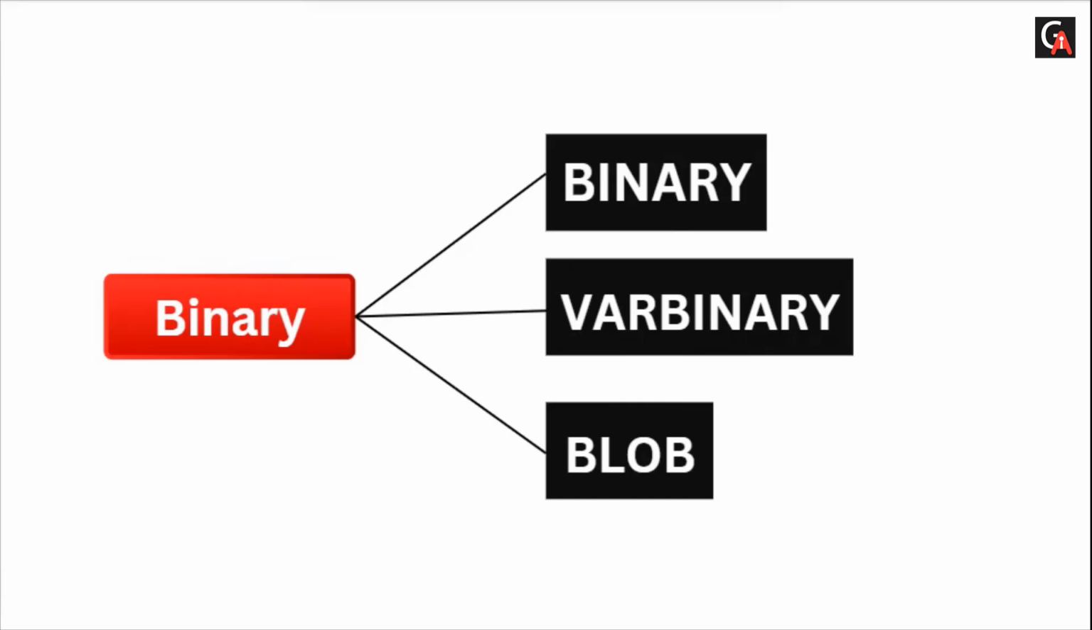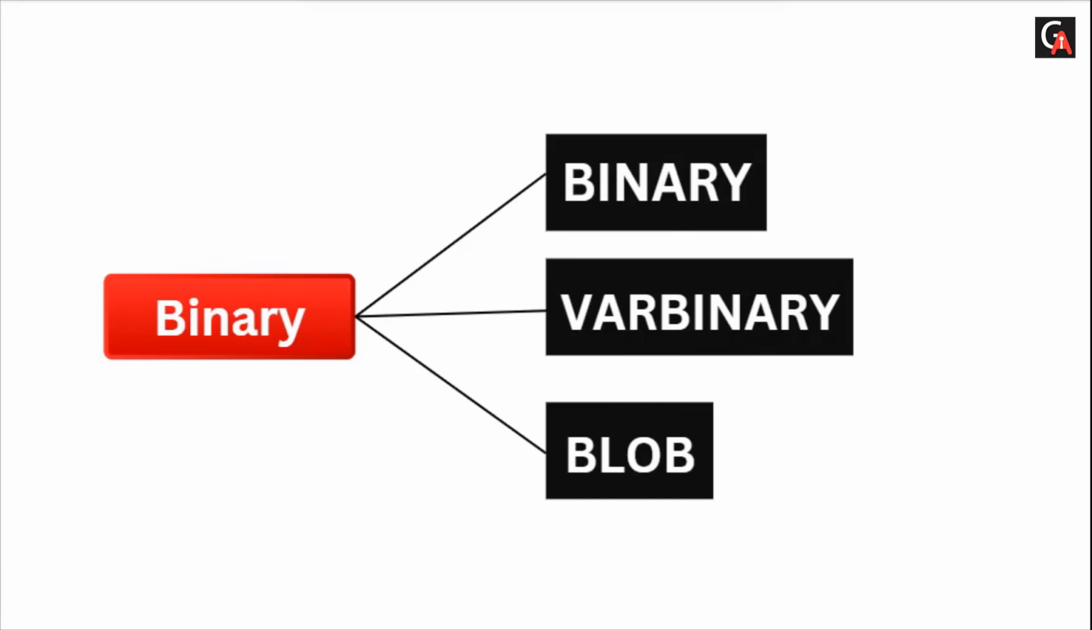First, binary. It is used to store fixed length binary strings. Second, we have varbinary. It is used to store variable length binary strings. These two are commonly used for storing smaller binary data such as encrypted data or hashes. Third, blob. Blob stands for binary large objects. Blobs are designed to store large amounts of binary data. They are ideal for storing files like images, videos, and documents within a database.